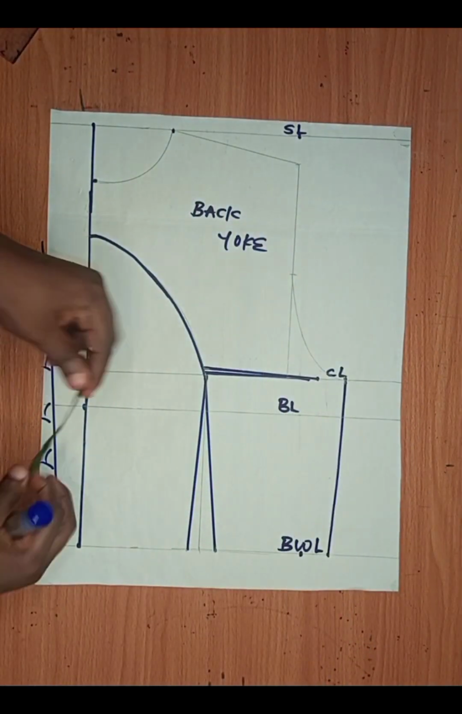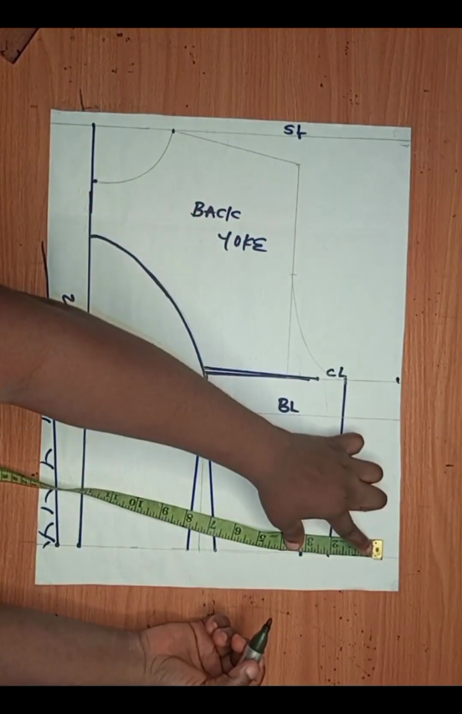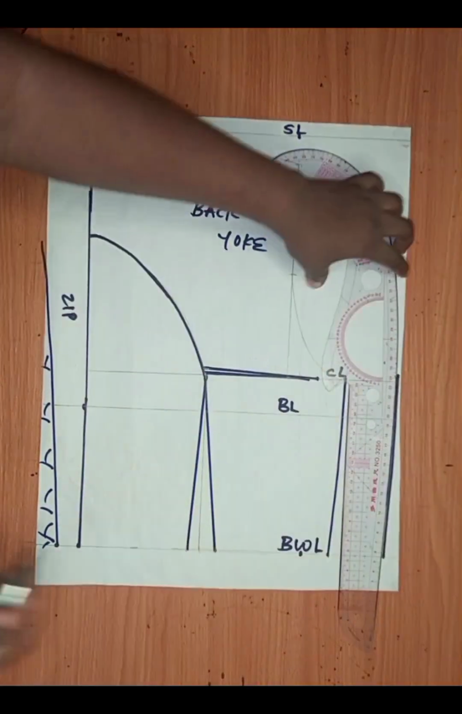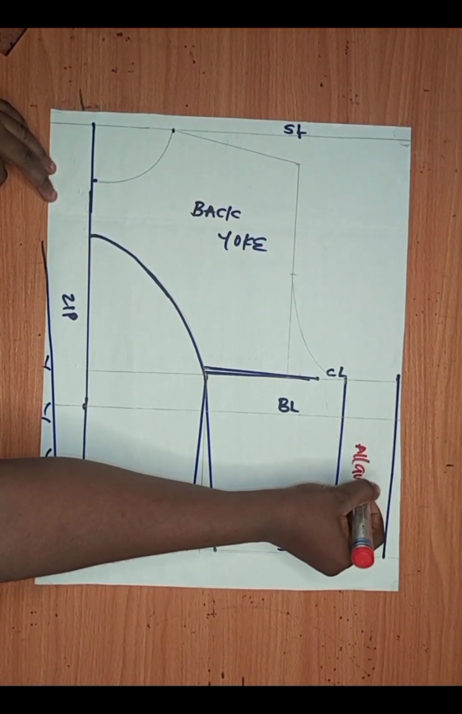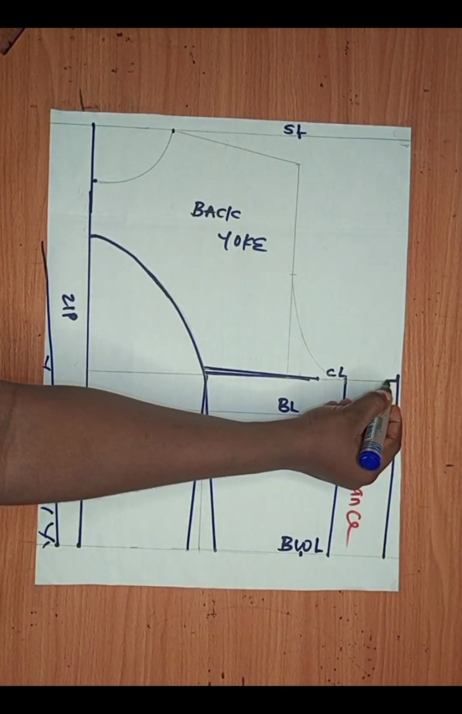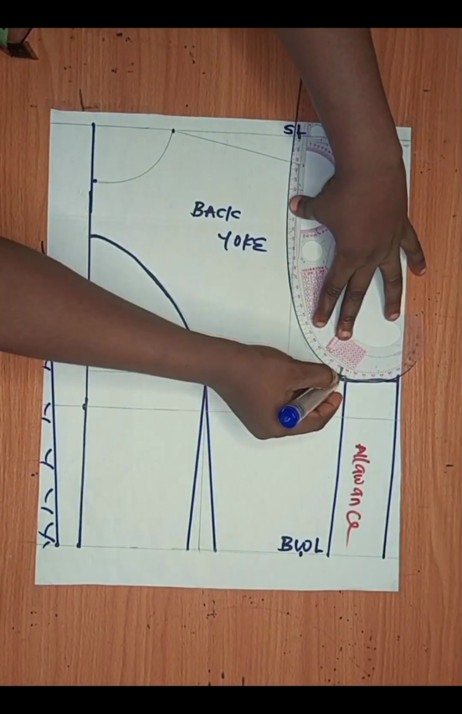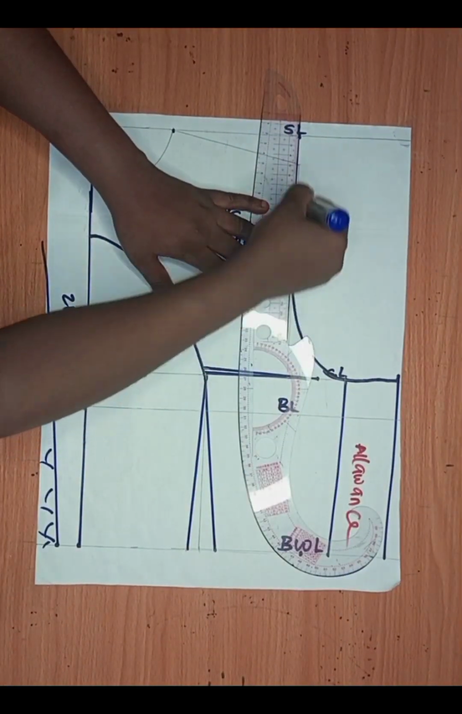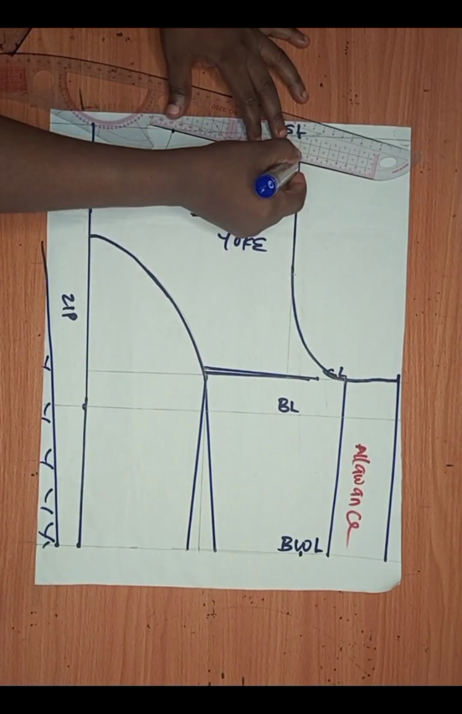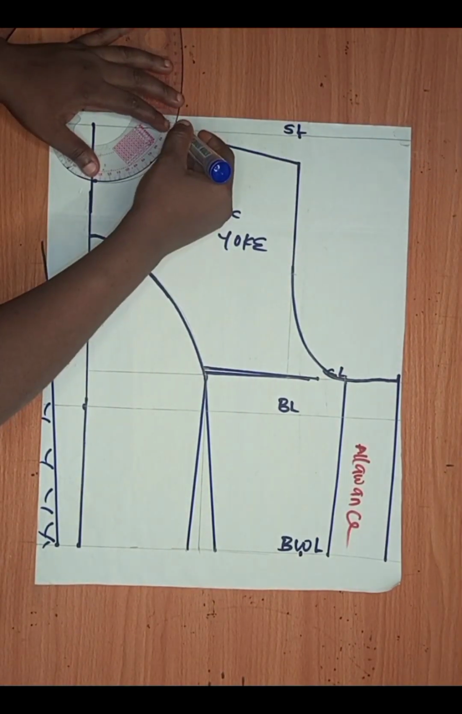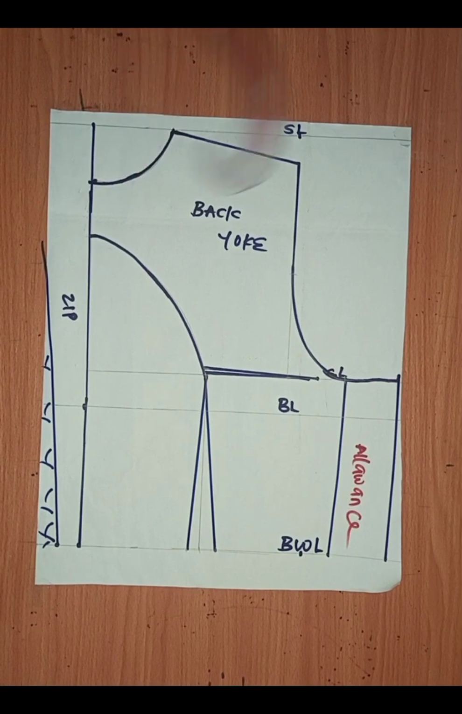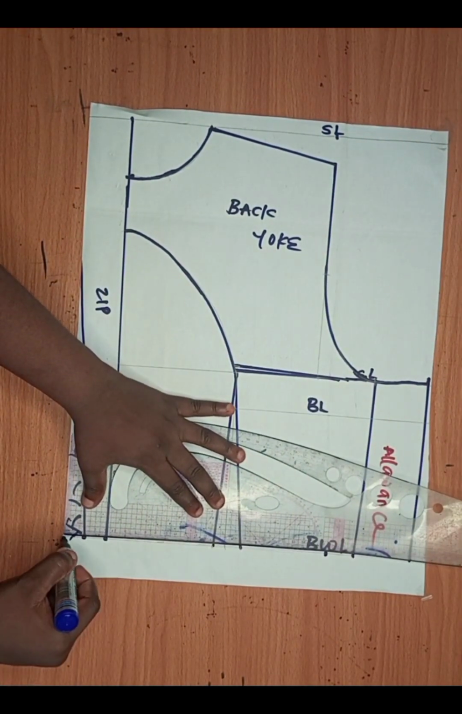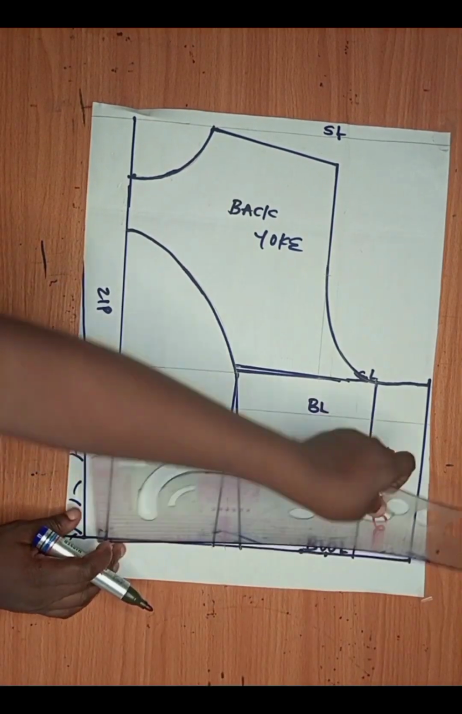After doing that, the next thing I will do is to add my allowance of 2 inches, just like I did for the front piece. And then I'll go ahead to connect the point like so. Then I will go ahead to label this my allowance. The next thing I will do now is to outline the yoke area with my marker. So after doing that, the next thing I will do is to outline the back waistline as well, and then I'll go ahead to cut this out.